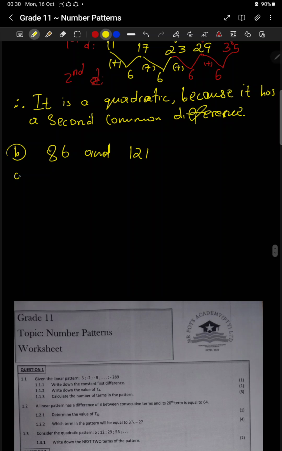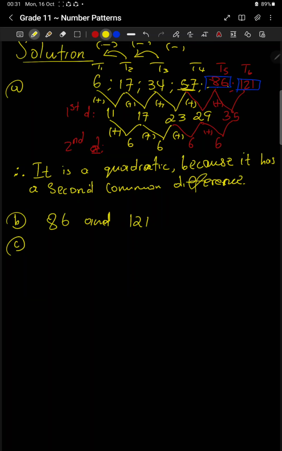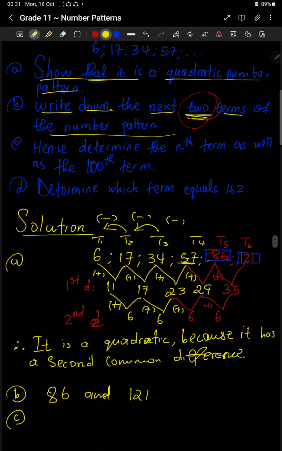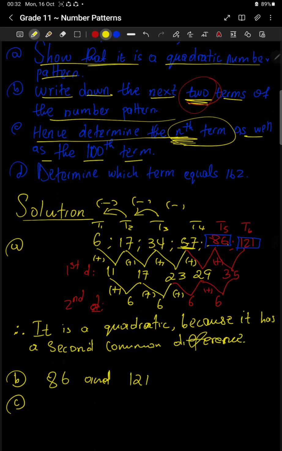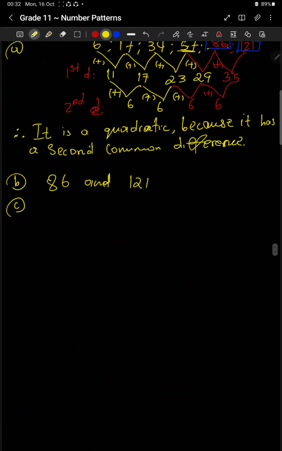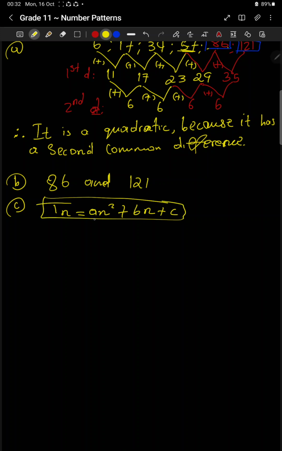So we go to number C. In number C they say, hence determine the nth term. When they say nth term, meaning that we have to find the formula, and they say as well as the 100th term. Okay, how do we then get the formula? The general term for quadratic says Tn is equal to an squared plus bn plus c. We need to determine the value of a, b, and c, and then we just substitute.